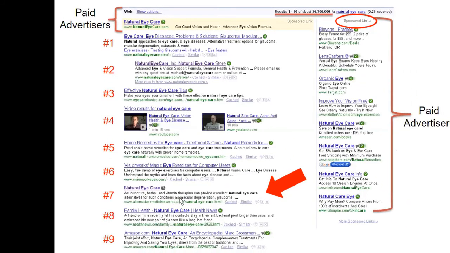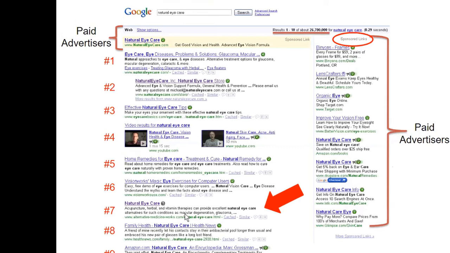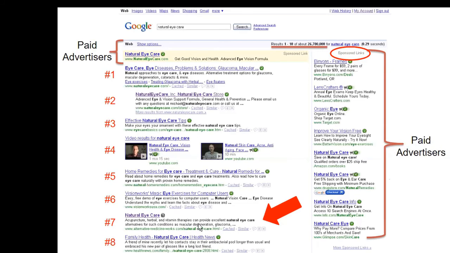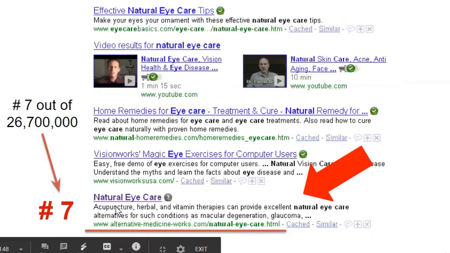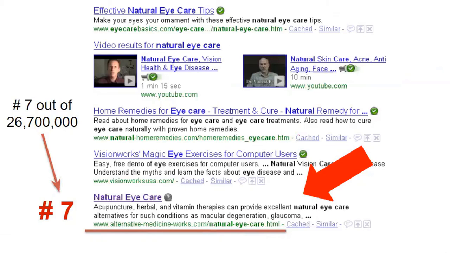But here I am at number 7, and this wasn't very long after I had put that web page up. This can be done, and it was just one web page. And here I am right down there, 7 out of 26,700,000 websites. I'm pleased with that result.